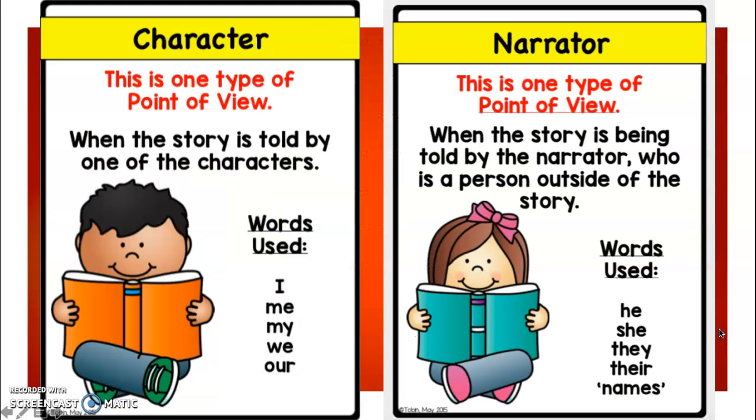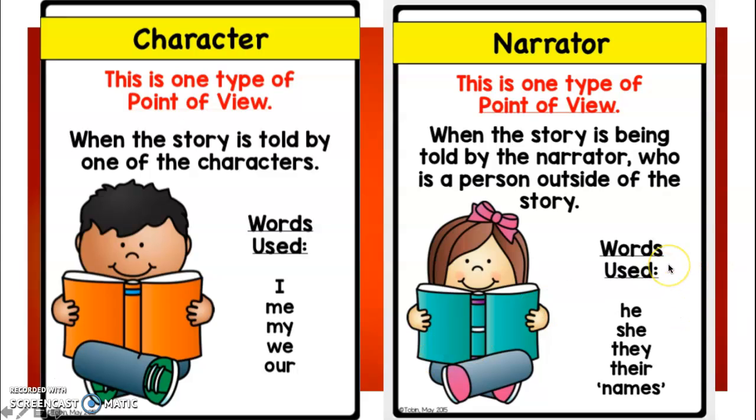We know that there are clue words that help us be able to tell if it's a character telling the story or a narrator telling the story. So these clue words are so super important that you can remember them, okay? So remember, if a character is telling us the story, we're going to hear them using the words I, me, my, we, or our, because they're talking about themselves. That's how we know if it's a character telling the story.